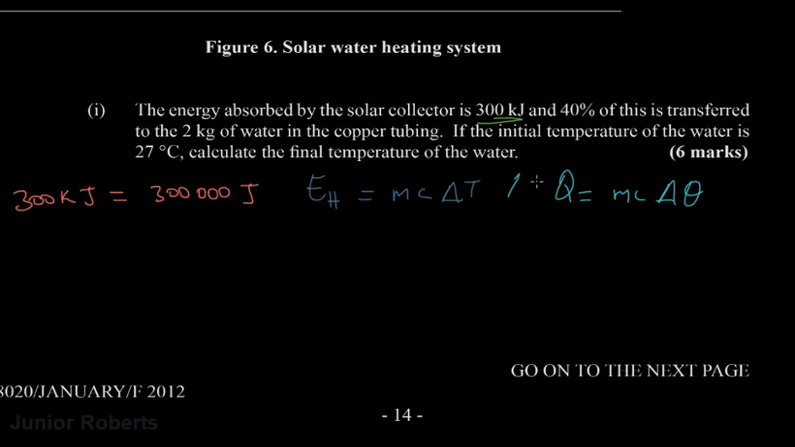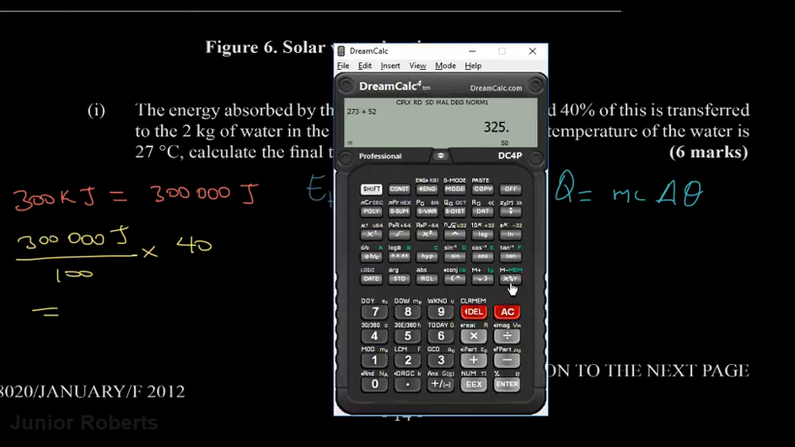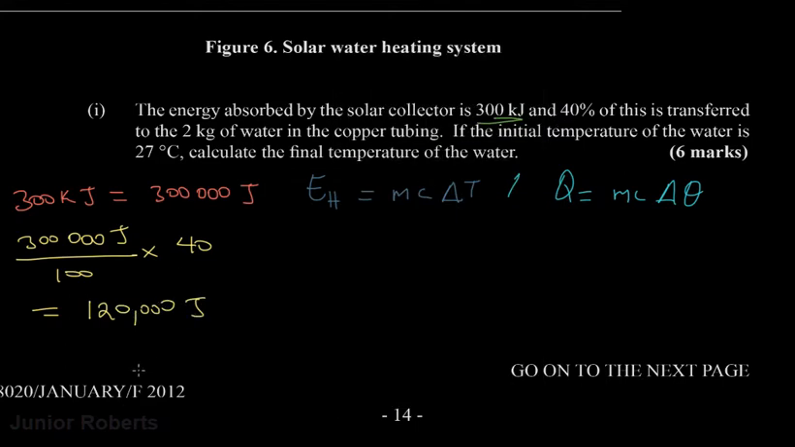Now we need to find 40% of this. So we're going to say 300,000 joules divided by 100, multiplied by 40. When we do that, let's take out our calculator: 300,000 divided by 100, multiplied by 40, and we get 120,000 joules. So therefore 120,000 joules was actually transferred to the water in the copper tubing.